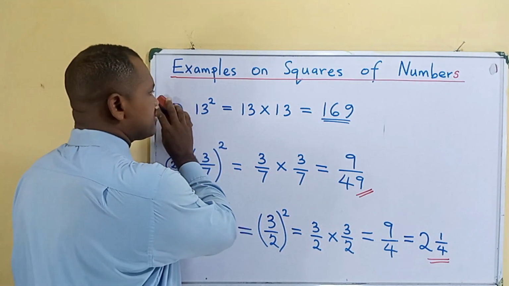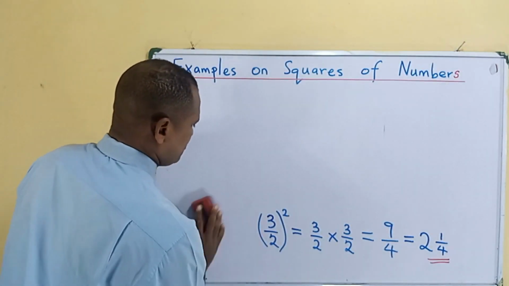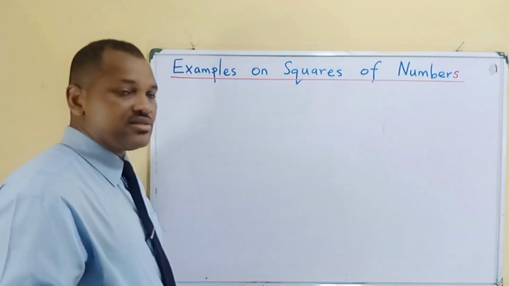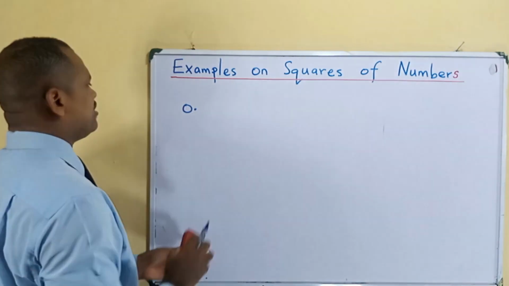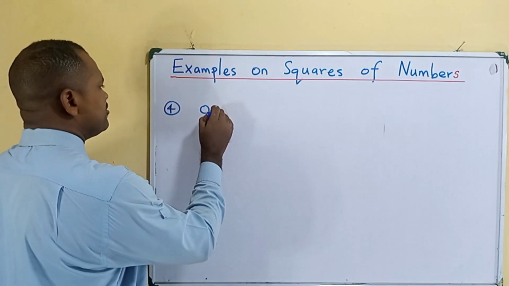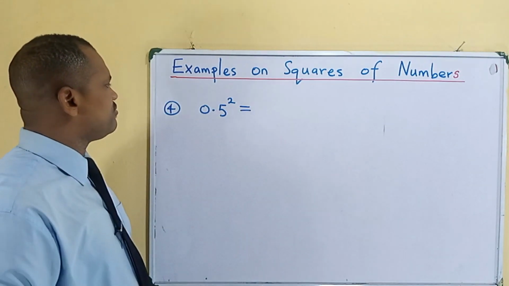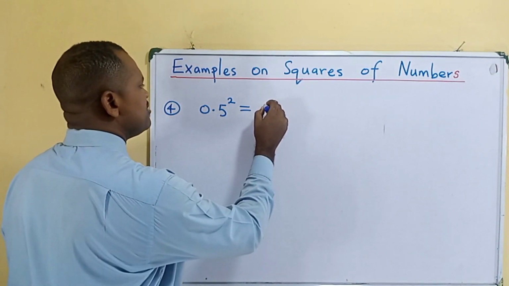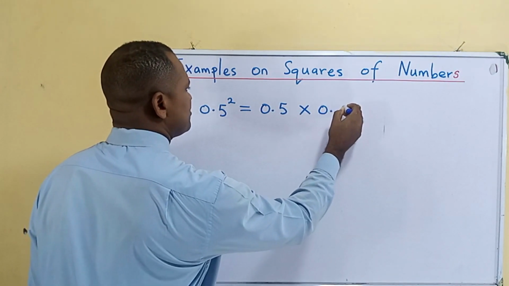Let's do a decimal, square of a decimal number. So we have, that should be number 4, I think. Yes, number 4. So 0.5 square. This is a decimal number. So of course, this means 0.5 times 0.5.